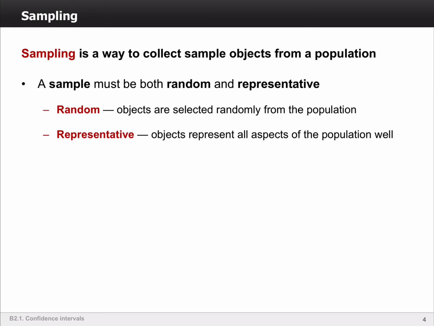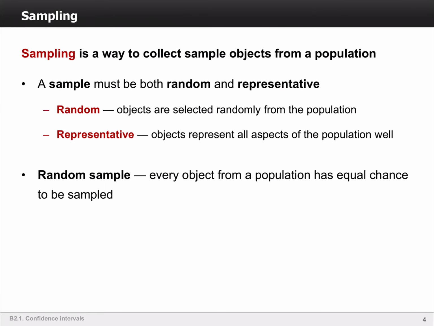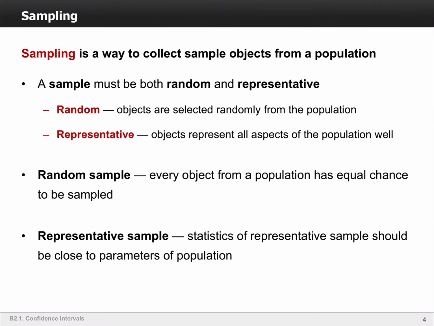You can think of representativity as meaning that the statistics of your sample are very close to the parameters of your population. For example, if you flip a coin 3 times and get 3 heads, this sample is not representative because it doesn't tell you that there is actually another outcome that is possible in your population, which is a tail. So it's very important that when you take your sample, it should be random and representative. Only in this case will all statistical methods work correctly.